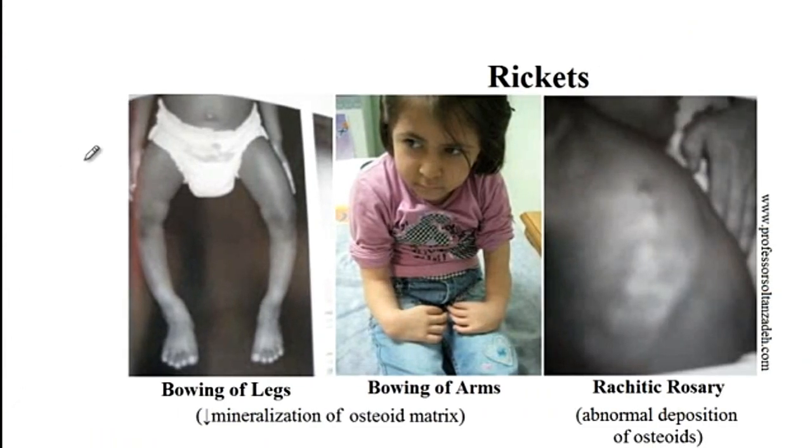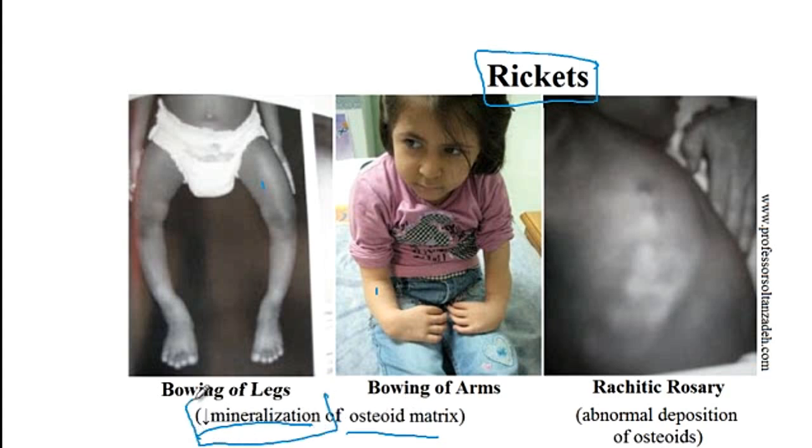So here you can see that there is bowing of legs as well as bowing of arms in patients that have rickets, and this is due to the decreased mineralization of the osteoid matrix. So there is normal osteoid there, but because of the decreased mineralization, now there would be bowing of the arms as well as legs.